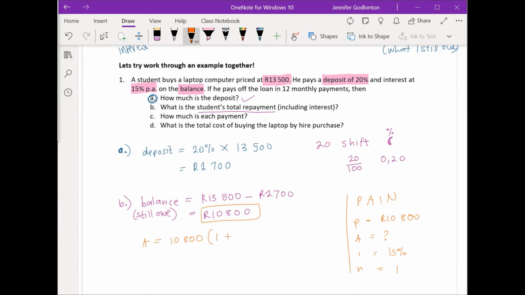So A is equal to 10,800 times (1 plus 0.15 times 1). You put that into your calculator, and we get a total of 12,420 Rand.